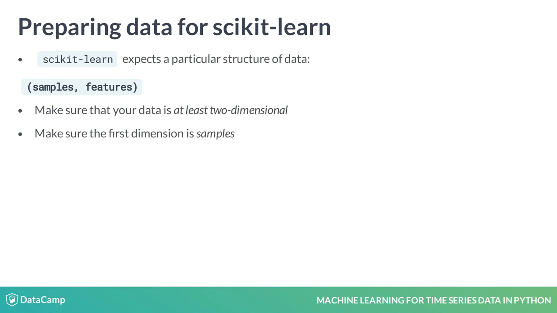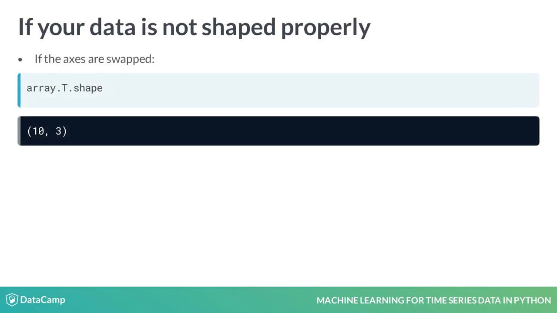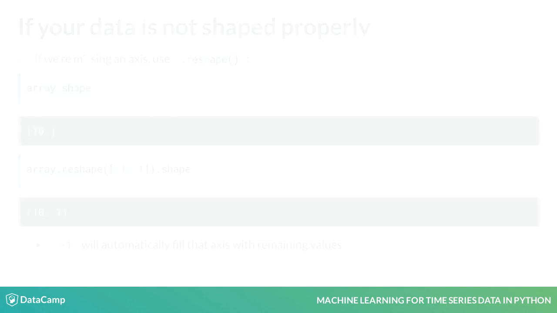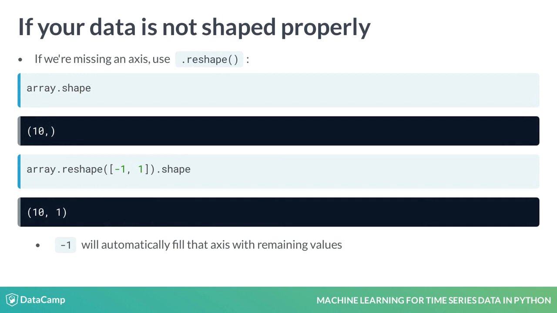If your data is not in this shape, there are a few options for reshaping it so that you can use it with scikit-learn. The most common approach is to transpose your data. This will swap the first and the last axis. This is most useful when your data is two-dimensional. Another option is to use the reshape method, which lets you specify the shape you want.